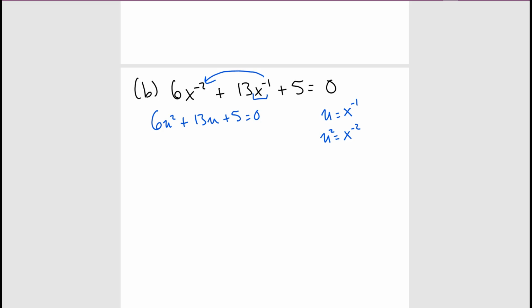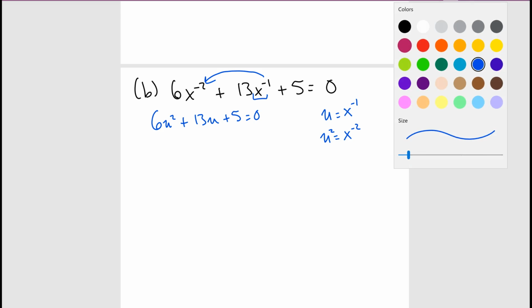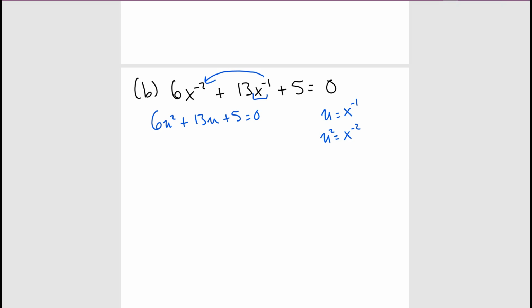Okay, now this one, we can factor or we can use the quadratic formula. If you feel really unsure on how to factor this, you can always use the quadratic formula. That's also completely fine. And let's actually use the quadratic formula. I've been using factoring a lot more, but let's use the quadratic formula here. This actually can be factored. So u is equal to negative b plus or minus square root b squared minus 4ac all over 2a. A in this case is equal to 6, b equals 13, and c equals 5.